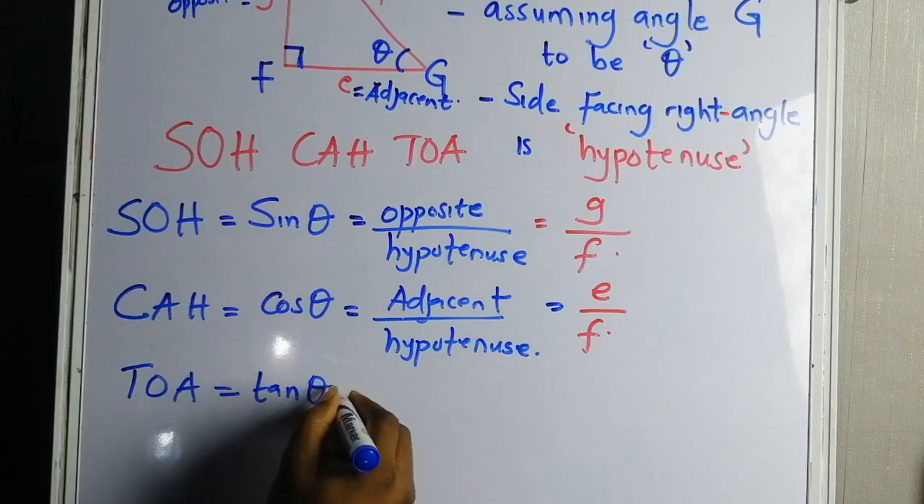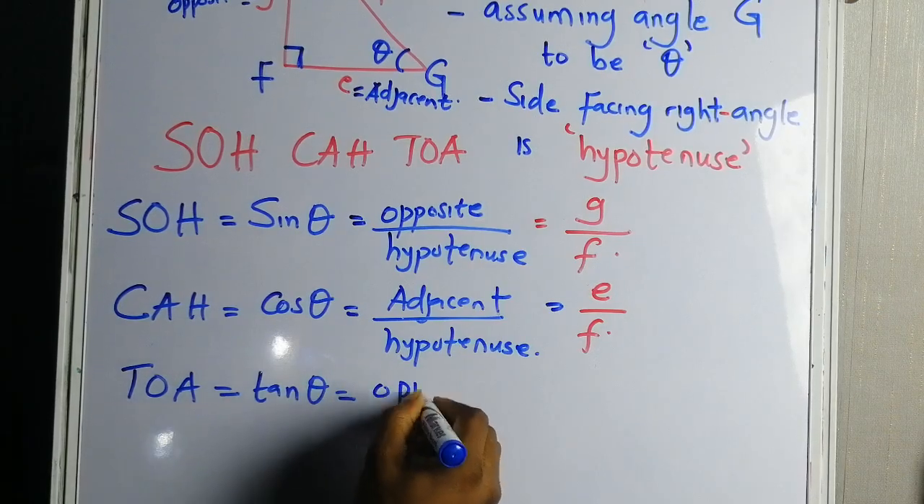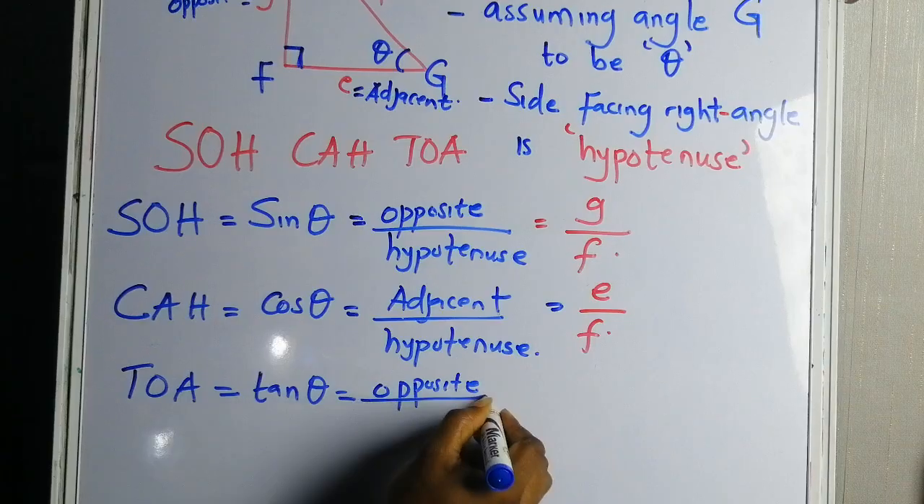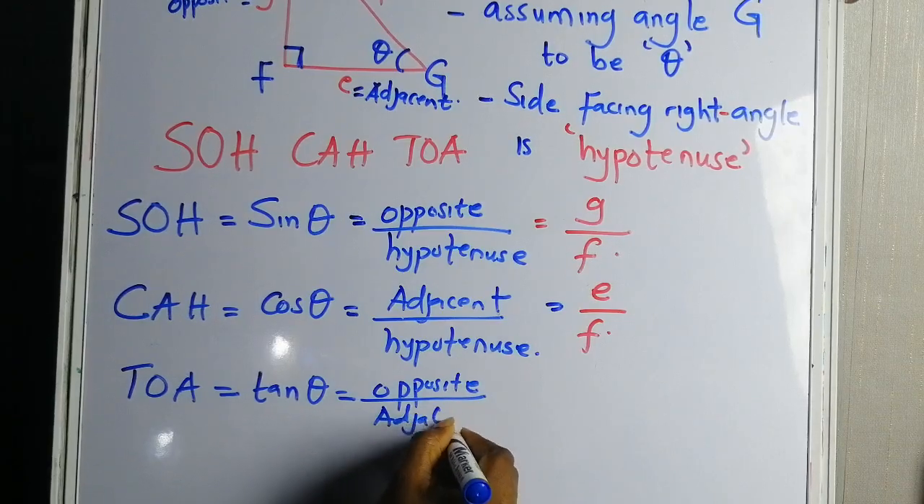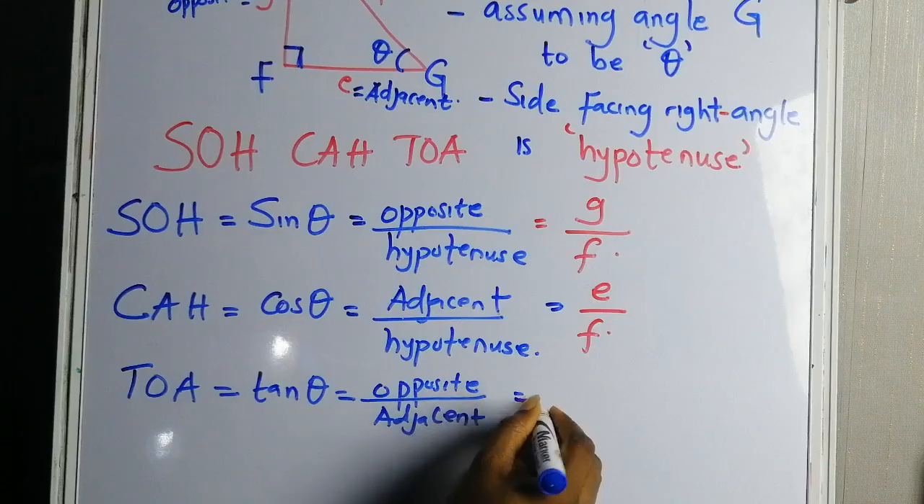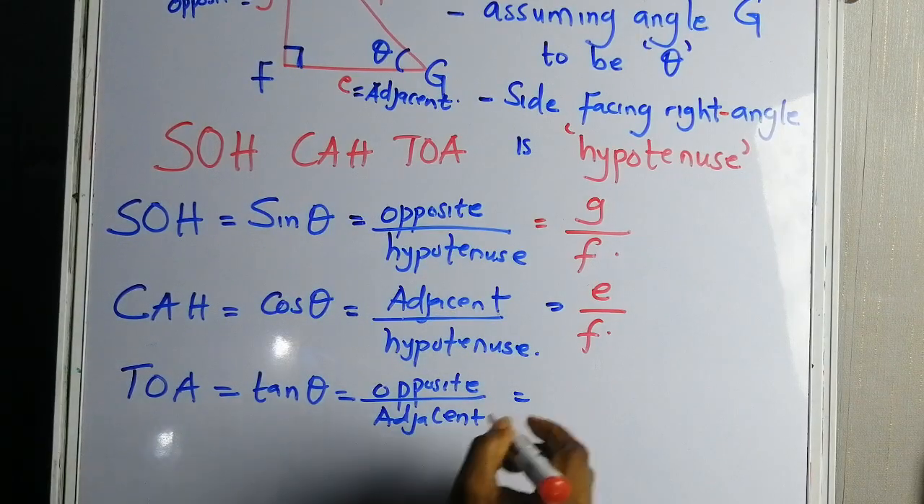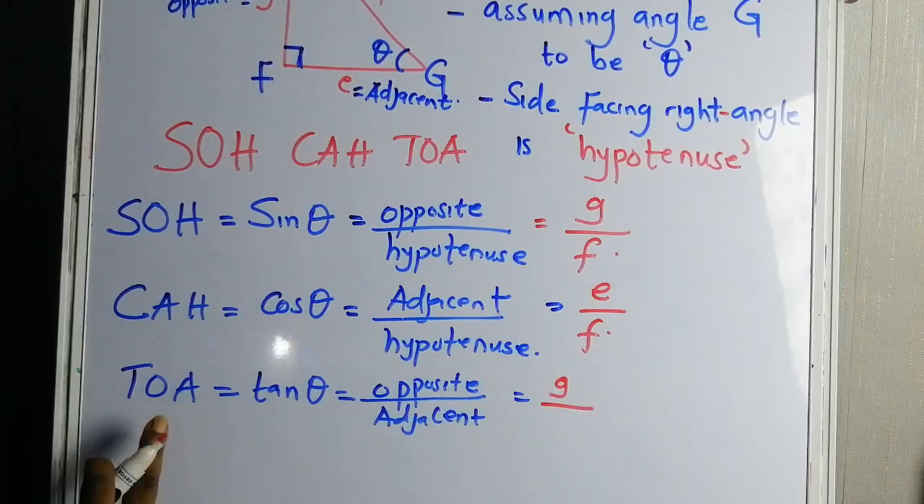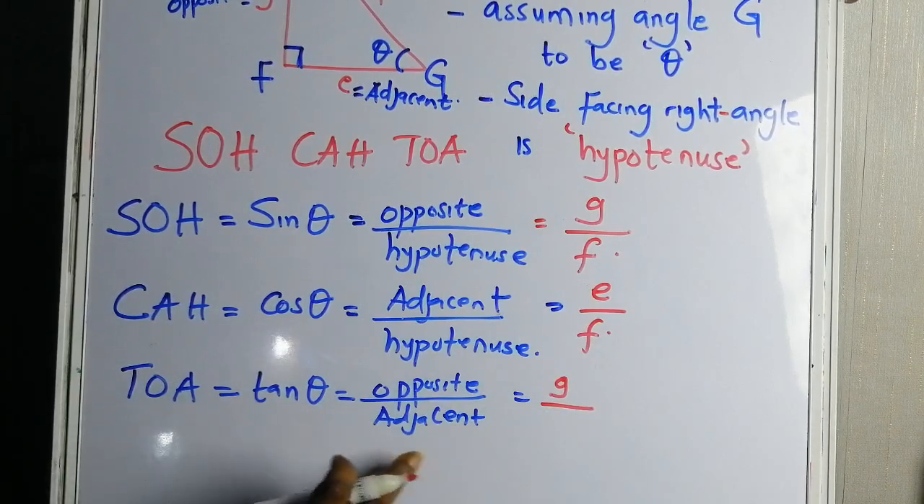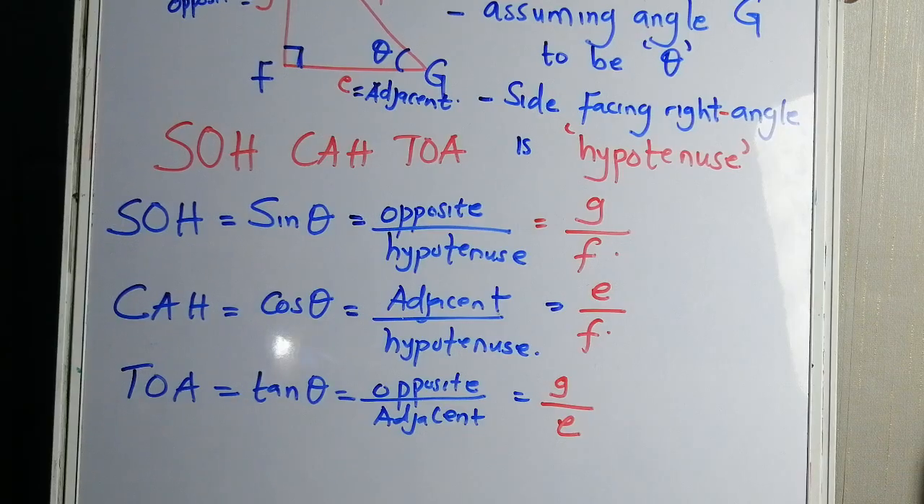Tan theta equals opposite over adjacent. So what's my opposite there? My opposite here is what? G. O means what? Opposite. A means what? Adjacent. So what's my adjacent? My adjacent is what? E. Very simple. So you can see that we've been able to get our sine theta, our cos theta, and our tan theta from the right angle triangle.